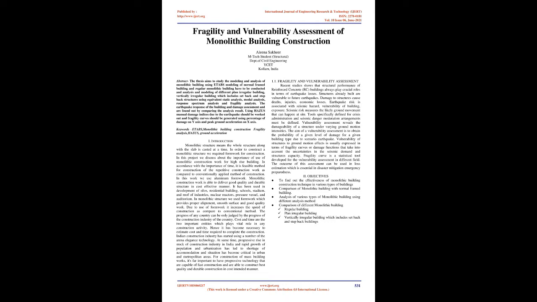Monolithic construction work is able to deliver good quality and durable structure in a cost-effective manner. It has been used in development of silos, residential buildings, schools, stadiums, and roofs of industries, nuclear reactors, pressure vessels, and auditoriums. In monolithic structure we use formwork which provides proper alignment, smooth surface and good quality work. Due to use of formwork it increases the speed of construction as compared to the conventional method.